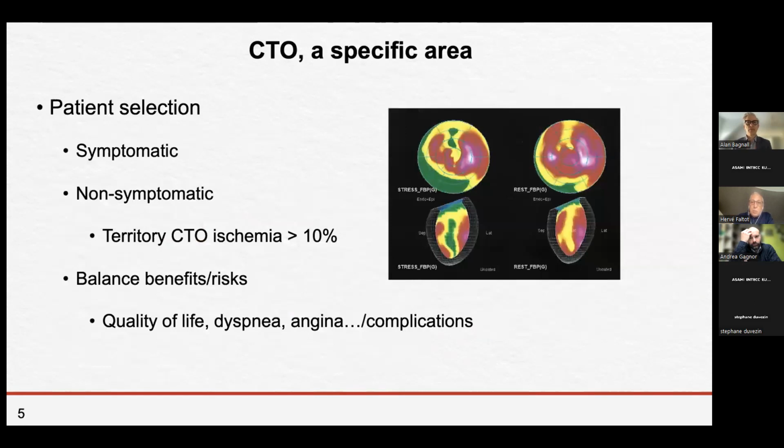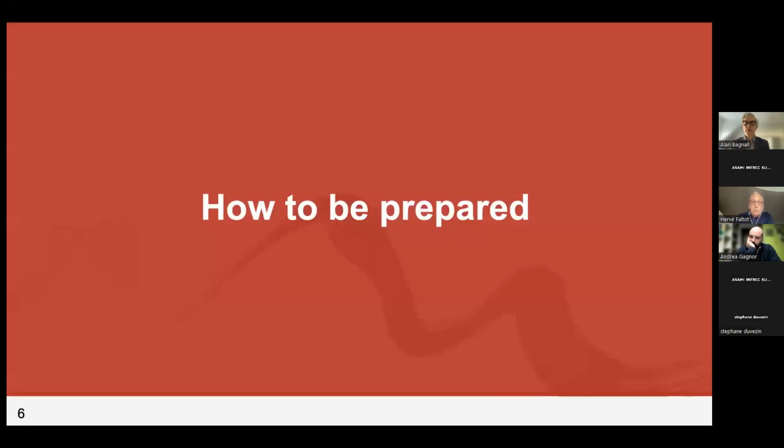The selection of our patient is very important. If the patient is symptomatic, the indication is clear. But when the patient is not symptomatic, you have to prove the ischemia of the CTO territory, which must be more than 10%. And for each CTO, you have to balance the benefits, better quality of life, less dyspnea, less angina, with the risk of possible complications.